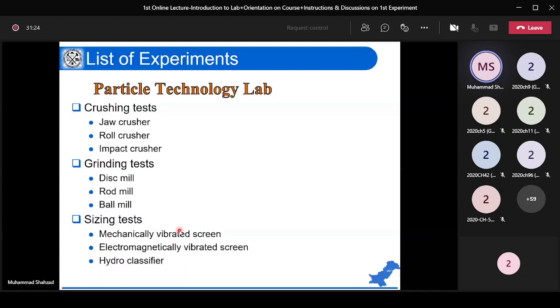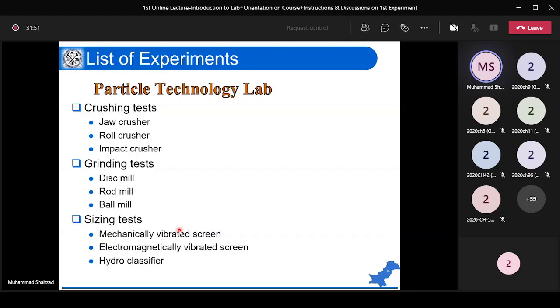Our course educational objective, the main educational objective of this course, is to get familiar with the practical aspects of various particle technologies including crushing, grinding and sizing. These are our focus: crushing, grinding and sizing. We will focus on these three processes only. Course learning outcomes, there will be three learning outcomes.